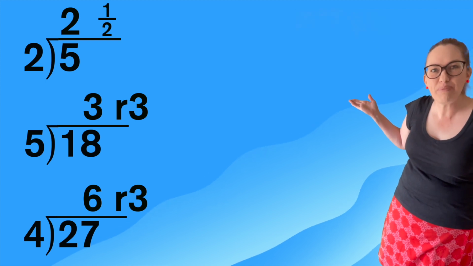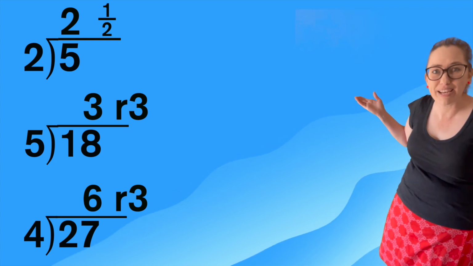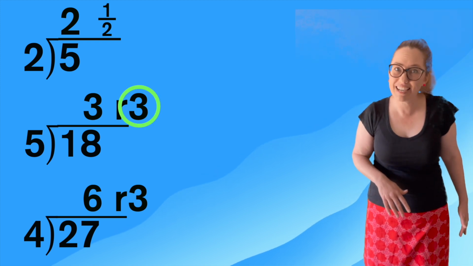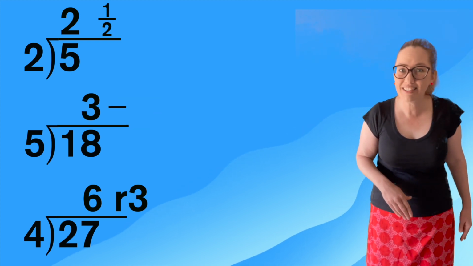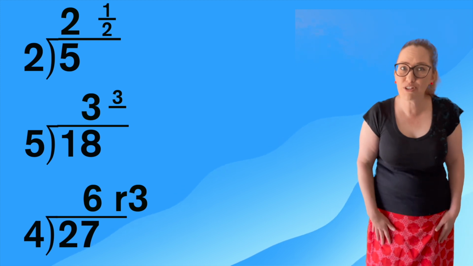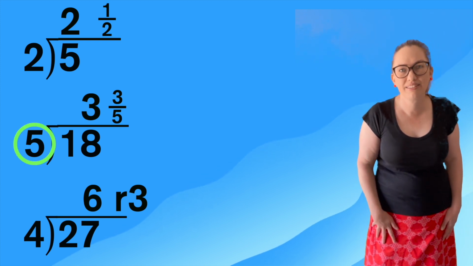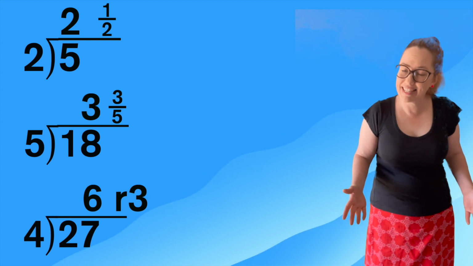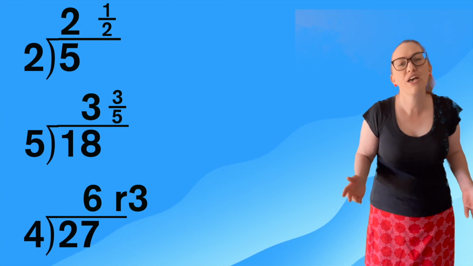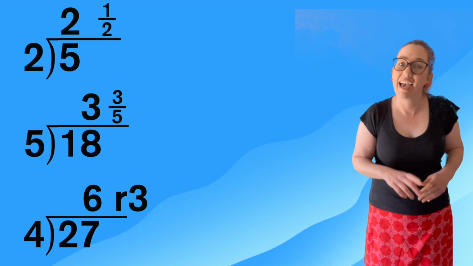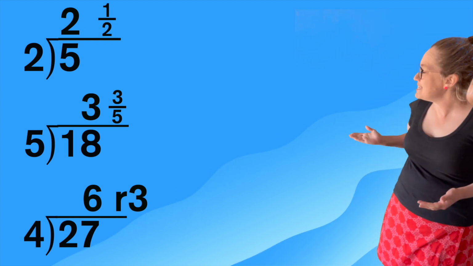18 divided by 5 equals 3 remainder 3. We are going to turn that remainder into the numerator, and we get our denominator from the number we divided by. So 18 divided by 5 equals 3 3/5.